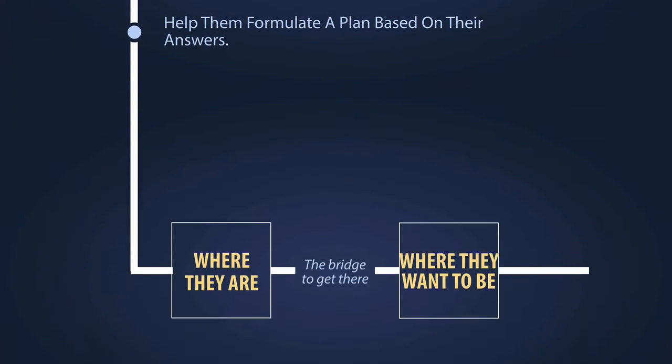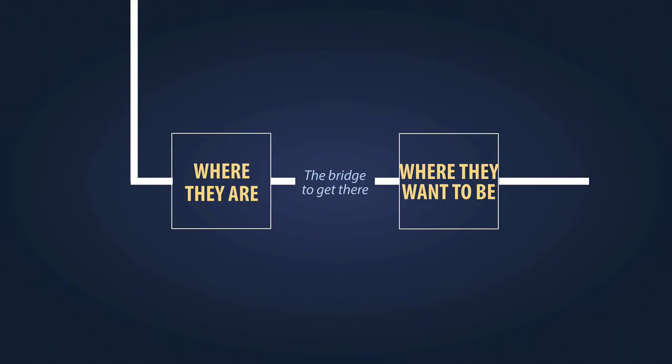So if we were to draw it out, it would look like this. On the left, you find out where they are. On the right, you find out where they want to be. And then your job during that conversation is to help them, metaphorically, build that bridge to get there. Help them come up with a plan. So it's all about asking the right questions. All right, so let me walk you through it.